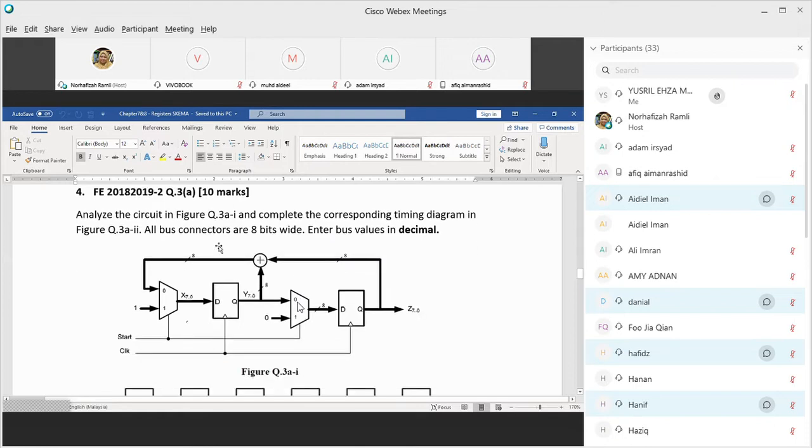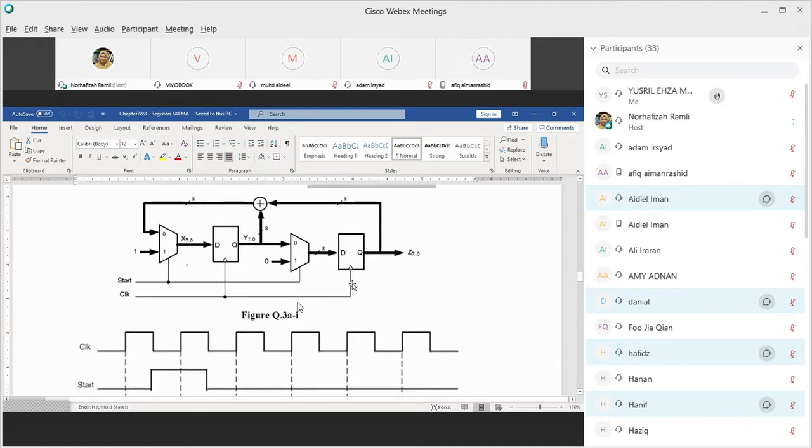Right, this is question 4. Now enter the bus in decimal. The expected answer is in decimal, but I think mine is in hex. No, in decimal. So, what is this actually? This question sometimes has a kind of chicken and egg problem. Which is first, which is last.